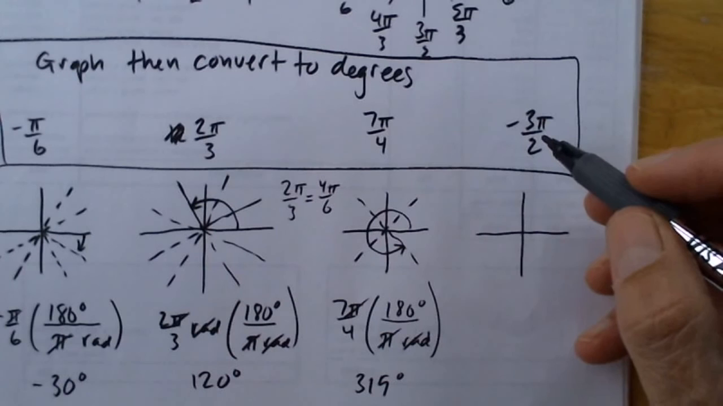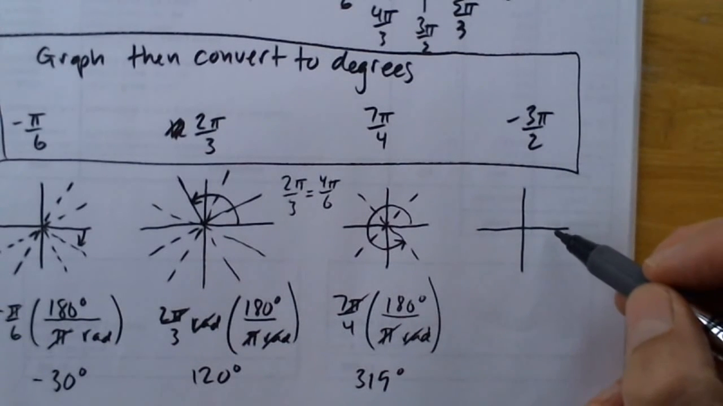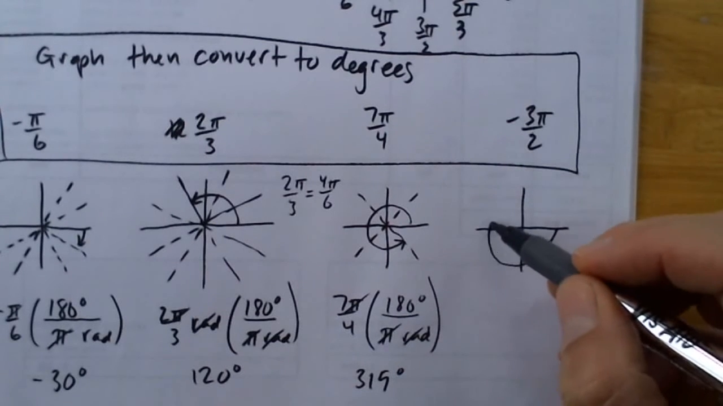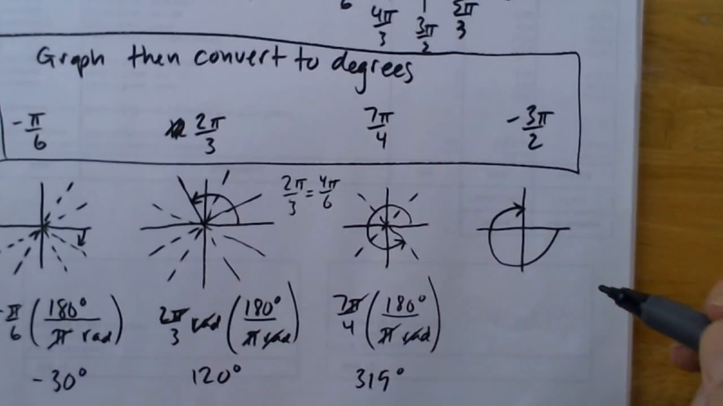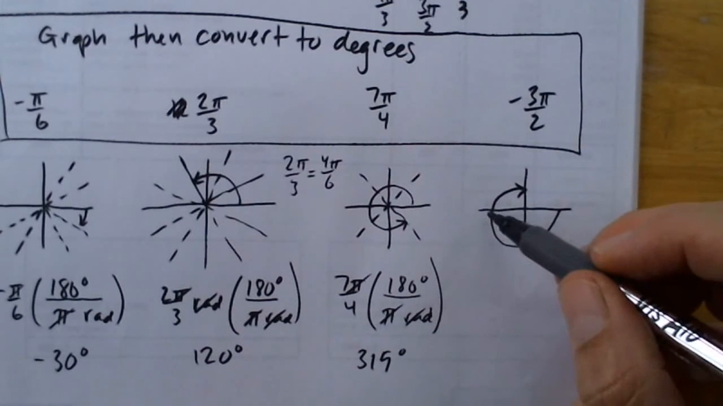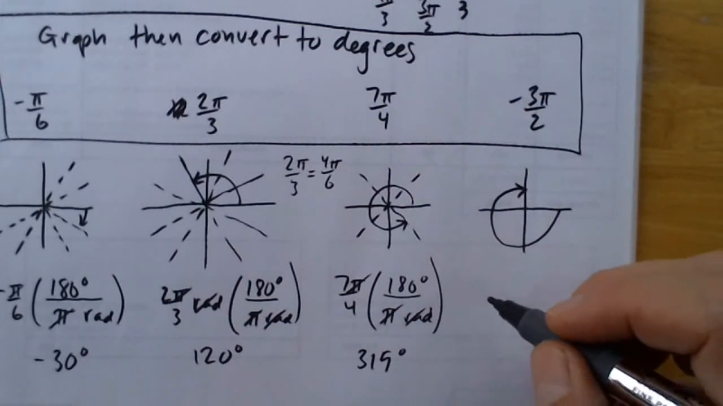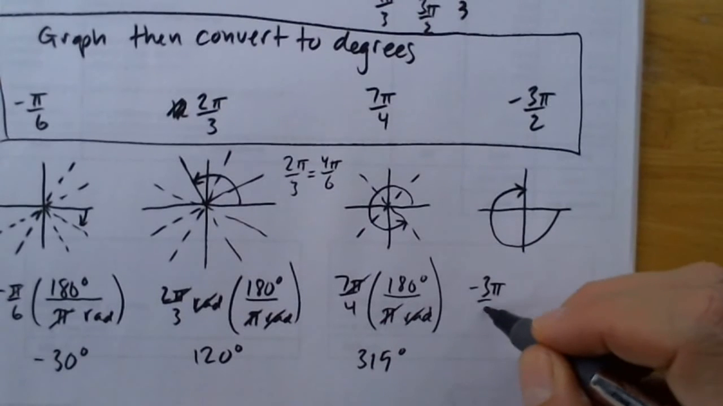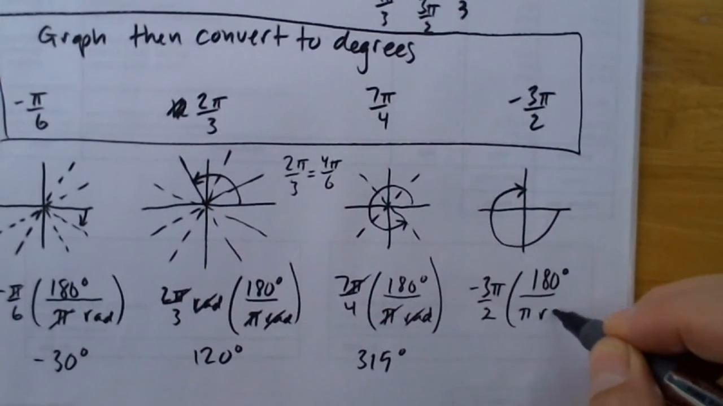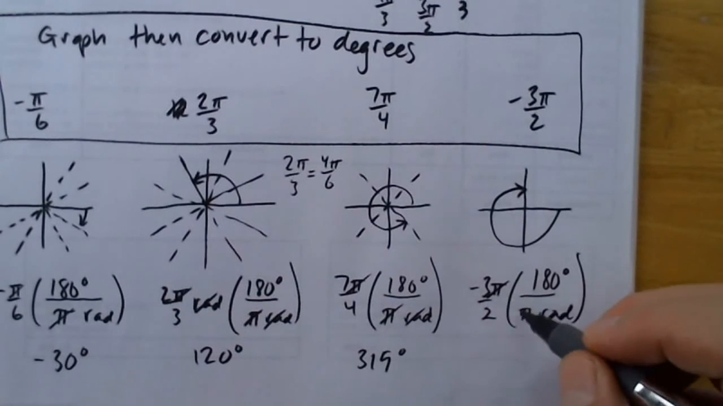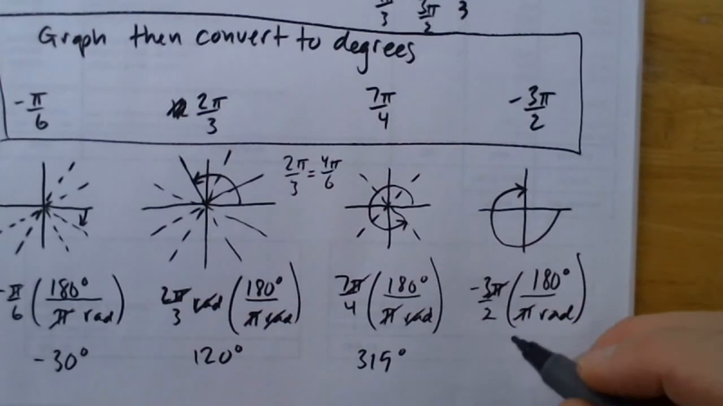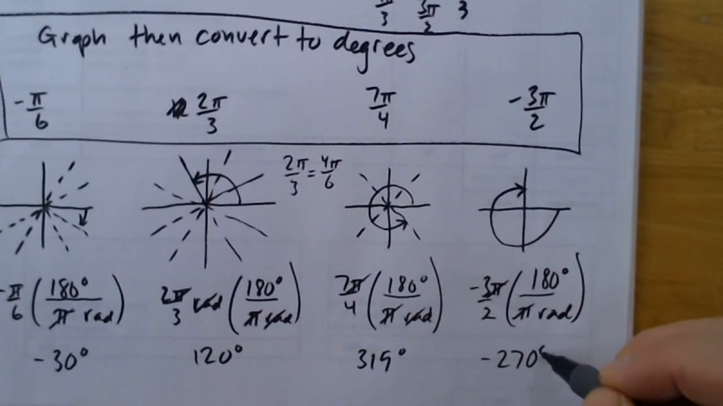Here we're just counting by pi over 2, so negative pi over 2, negative 2 pi over 2, negative 3 pi over 2. We're rotating there, and that would be negative 90, negative 180, negative 270. So we have 180 divided by 2 is 90 times negative 3, negative 270.